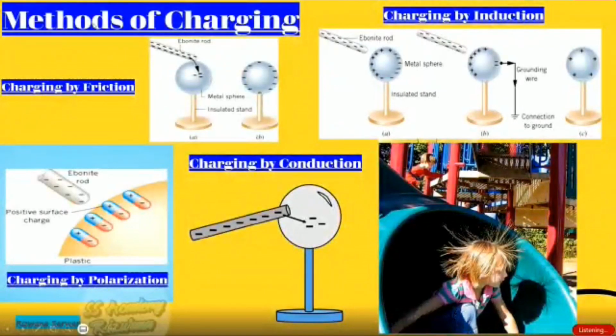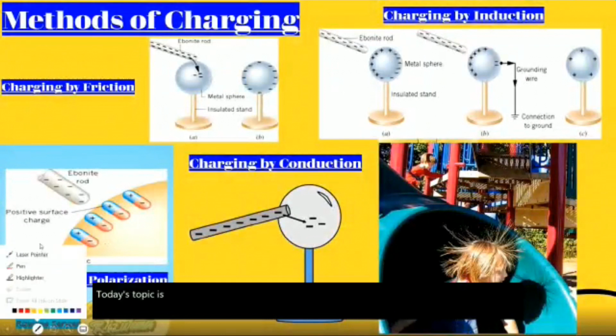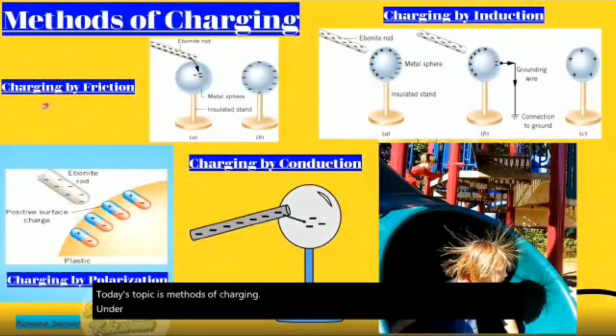Today's topic is methods of charging. Under this topic, you will learn charging by friction, charging by conduction, and charging by induction.